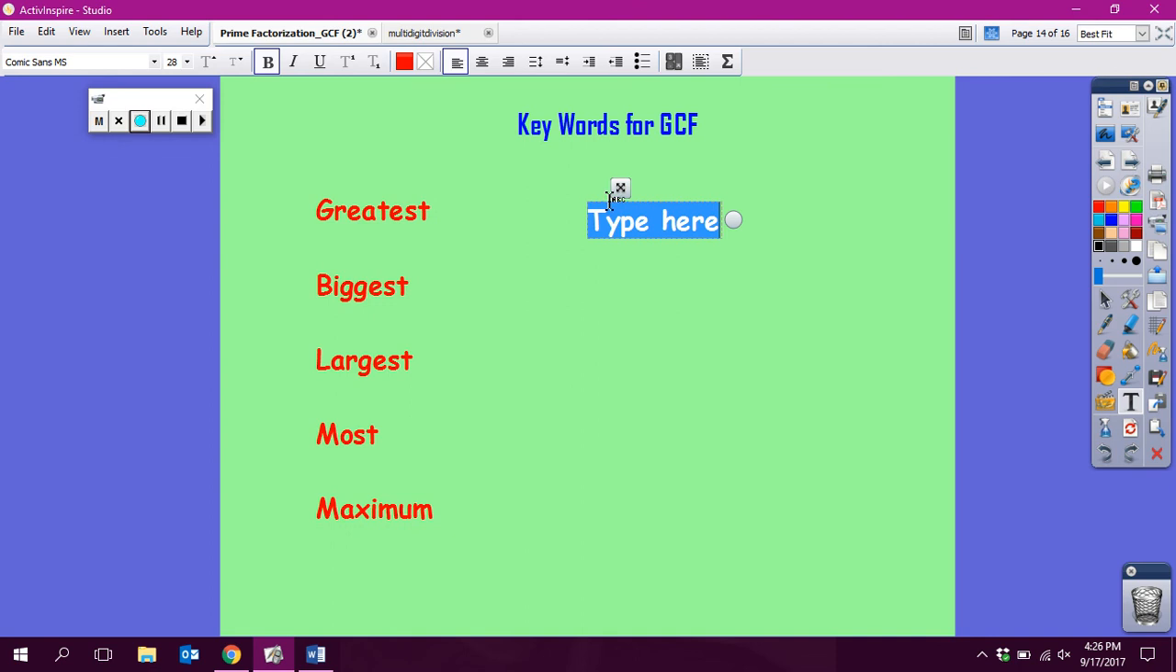Okay, you may also see the scenario where somebody is wanting to make equal groups. Okay, that should tell you that you're finding the greatest common factor here. If something is being distributed evenly, that also indicates greatest common factor. You guys know I'm not the greatest speller. Please write these down. Okay.